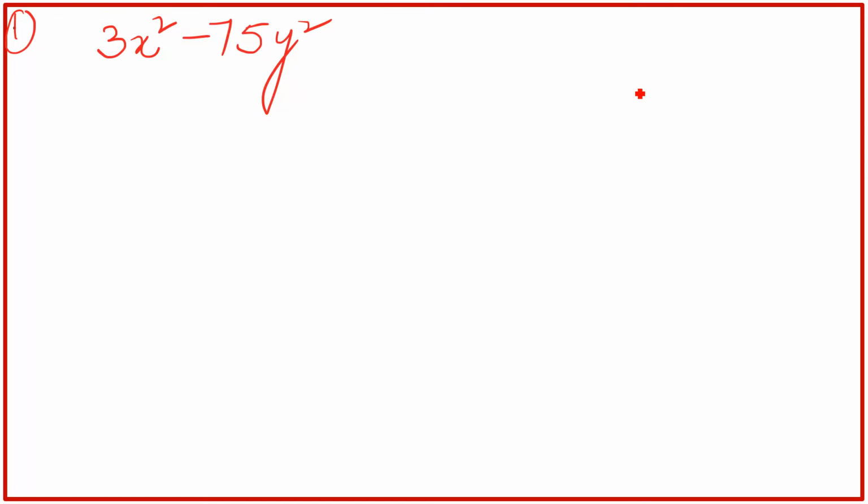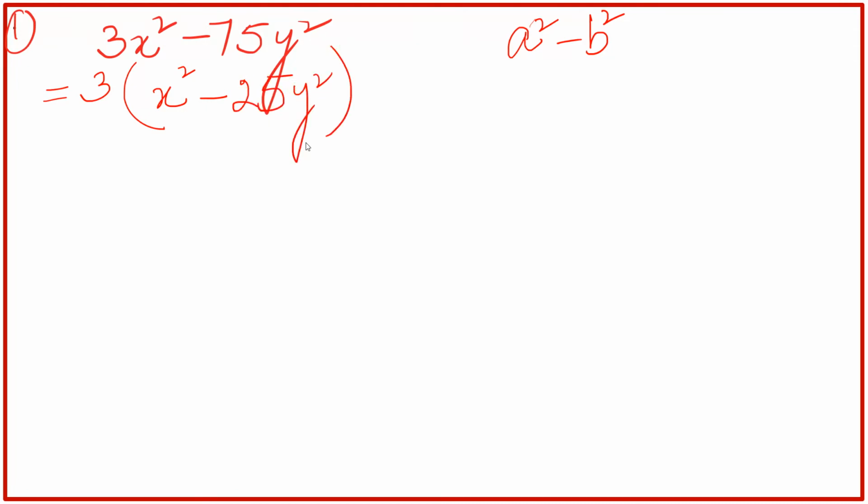Okay, first question is 3x square minus 75y square. But I told you that the formula is a square minus b square, the square of the first term and the square of the second term. Yes, we can make the square of x and y, but we cannot make the square of 3 and 75. So what is the first step I told you? Whenever we do factorization, first of all, you have to see whether we can take anything common or not. From here, yes, we can take 3 as common. So what is remaining? x square minus 25y square.